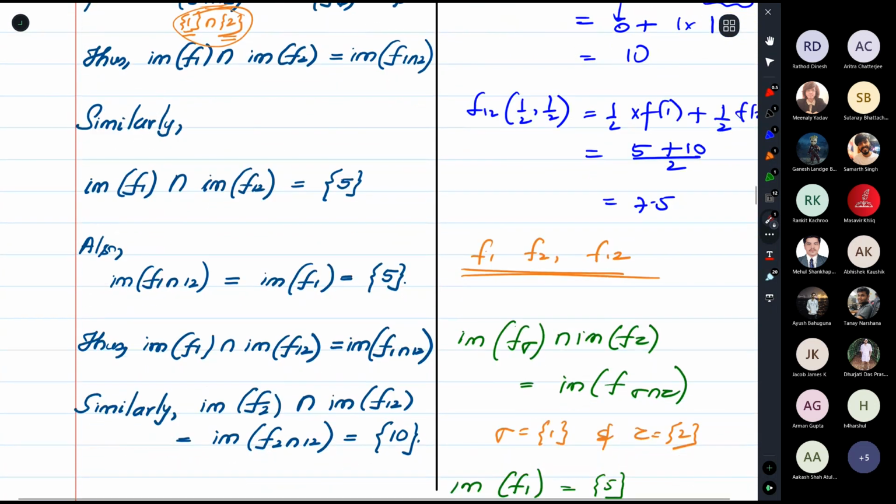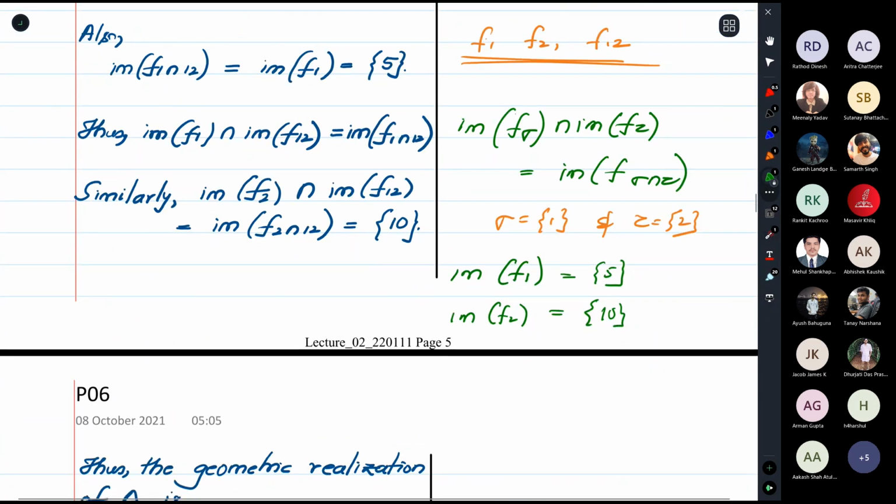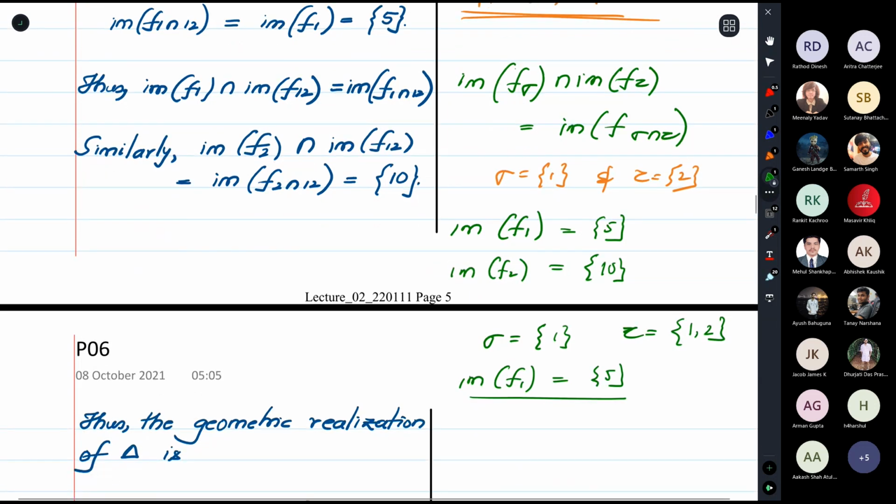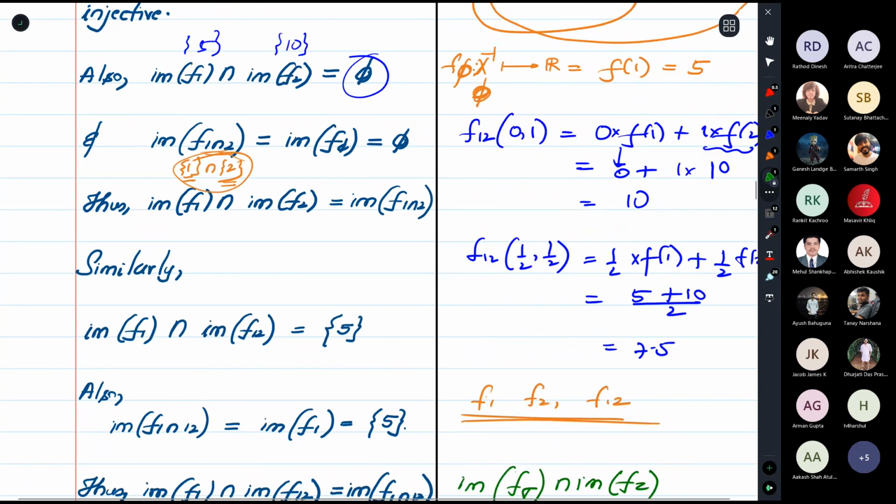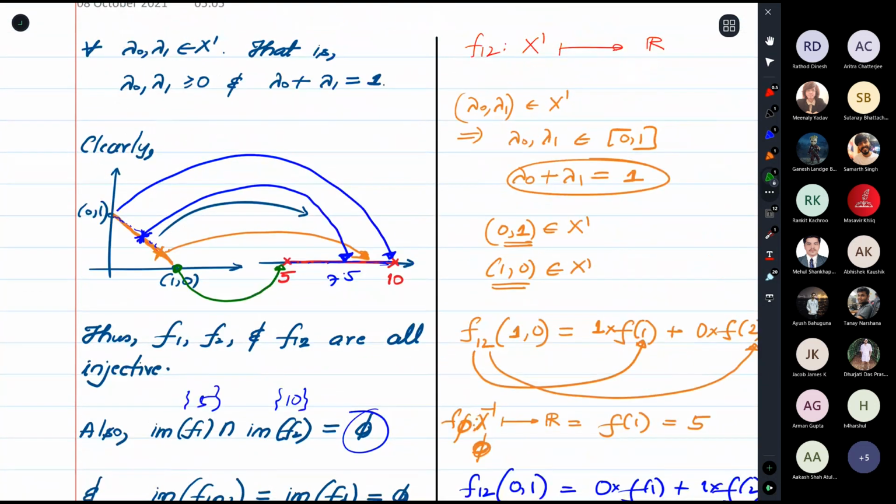Similarly, let's look at the case where sigma is made up of the singleton element 1, and let's say tau is made up of these two elements 1 comma 2, right? So let's again ask what is image of f sub 1, as we discussed before, this is 5, and what about image of f of 1 2, which is tau over here? Can one of you volunteer and tell me what should this be? What is this image of f of 1 2? So recall this is the function. What do you think image of f12 should be?